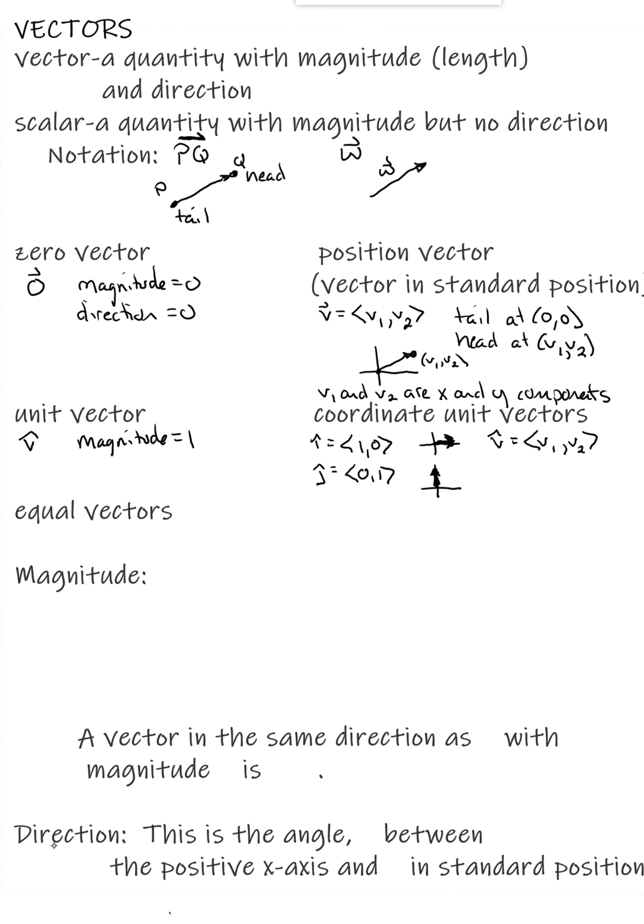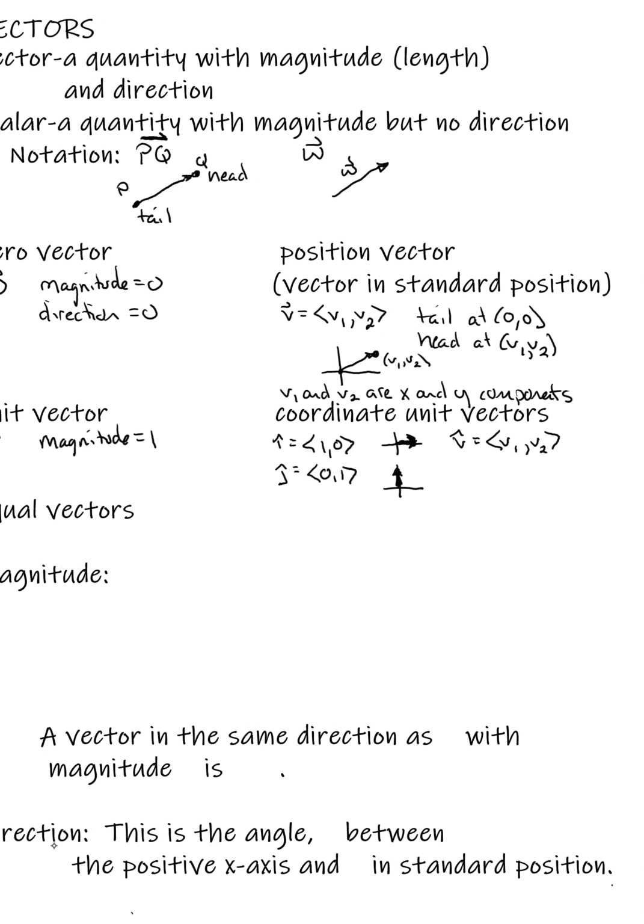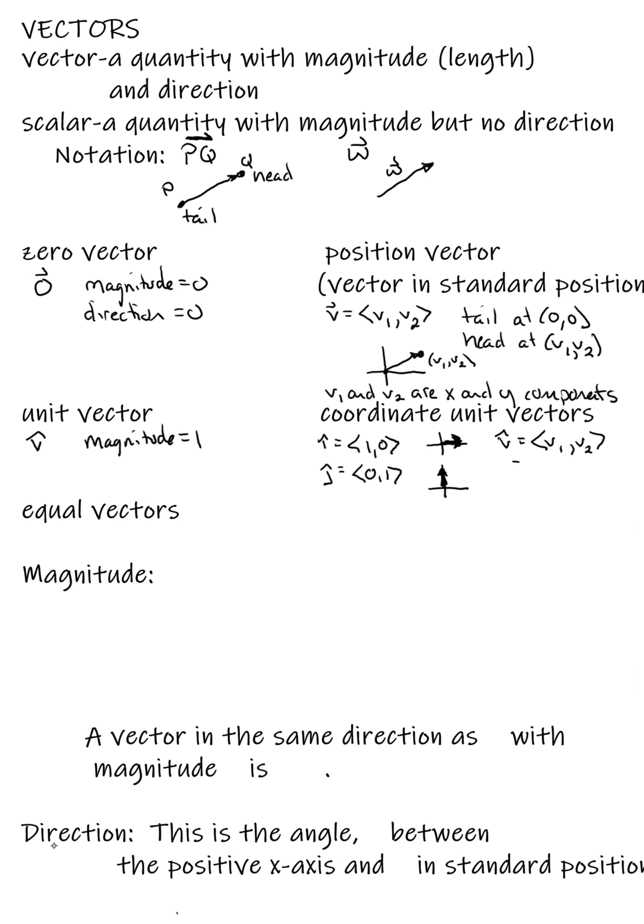I could write this as v1 times the i vector plus v2 times the j vector, which could also be written as v1 i plus v2 j. Again, notice I'm using the coordinate unit vector notation.